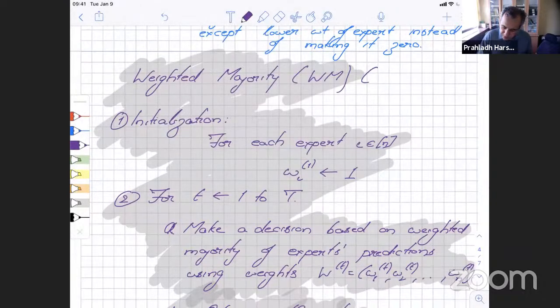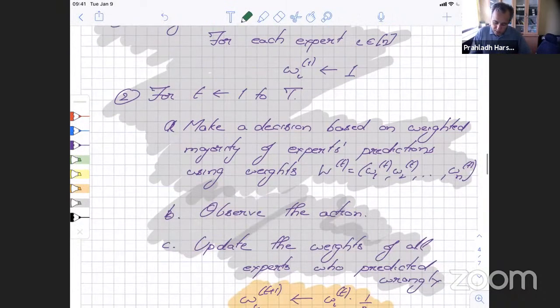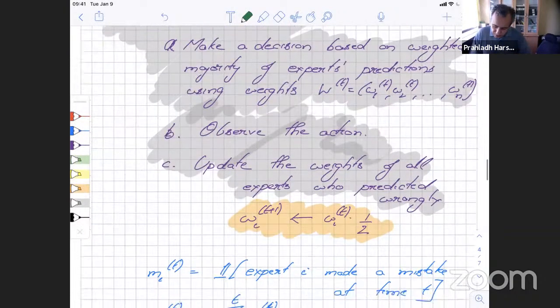So I'm going to modify this. There's going to be a parameter eta. So I'll call this weighted. This eta is some number between 0 and half. And what we will do in this world is multiply the weight into 1 minus eta.